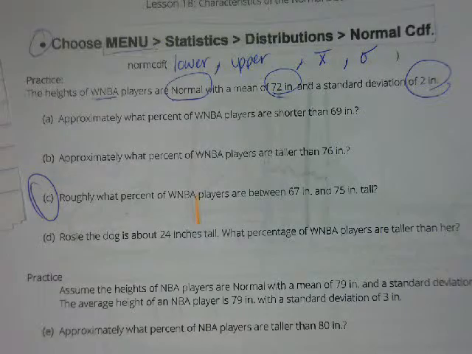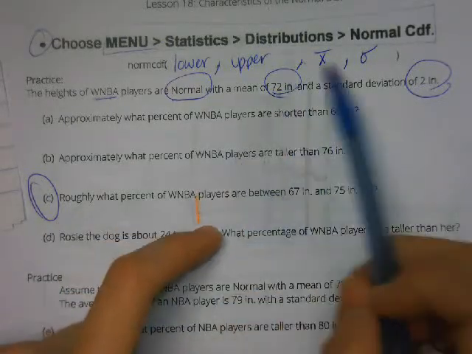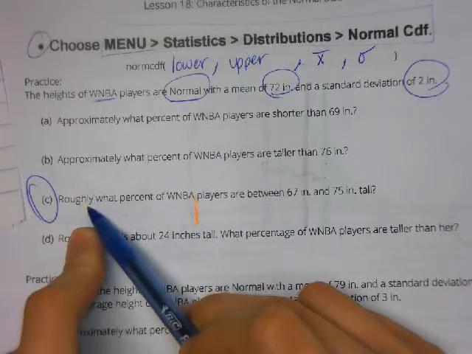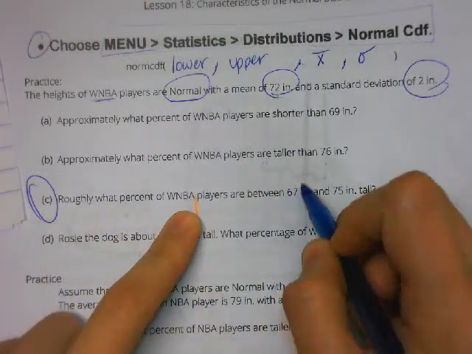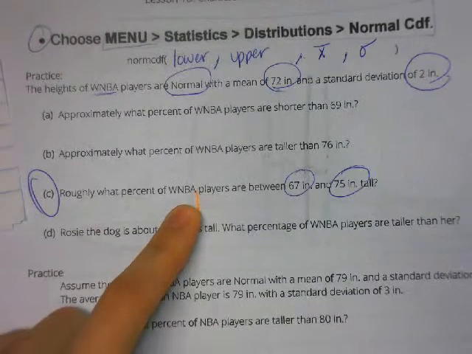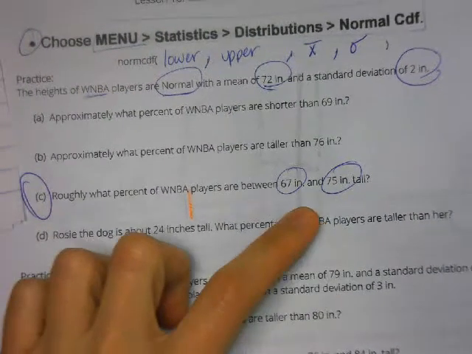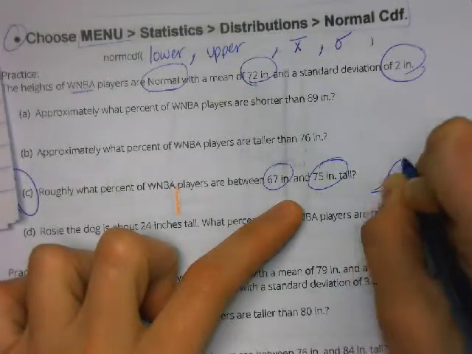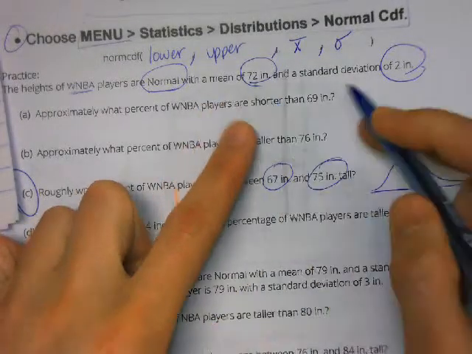So let's go ahead and get started. We have our mean, our standard deviation. In part C, we're looking for players that are between 67 and 75 inches tall. 67 and 75. So if I draw just a little reference diagram here, my mean is 72.